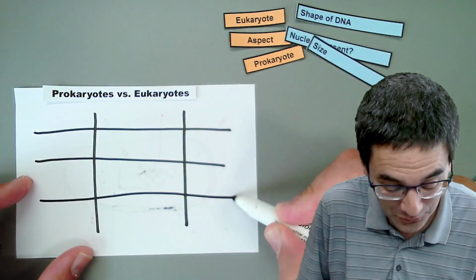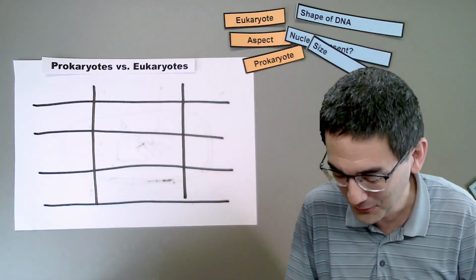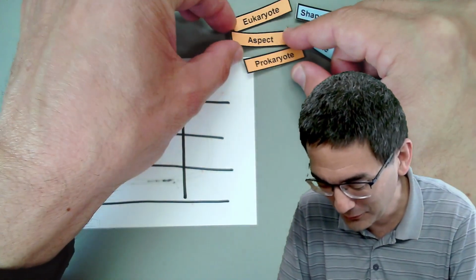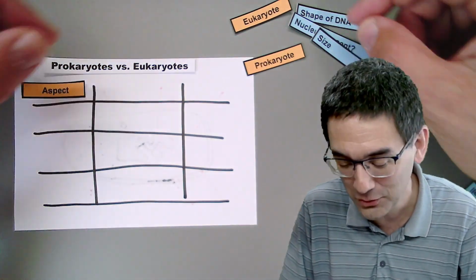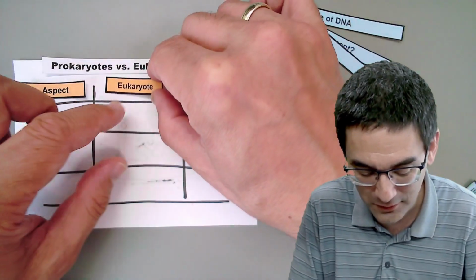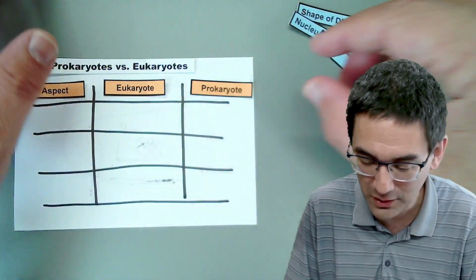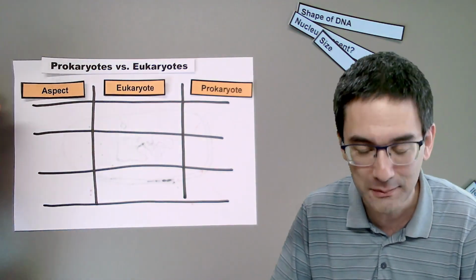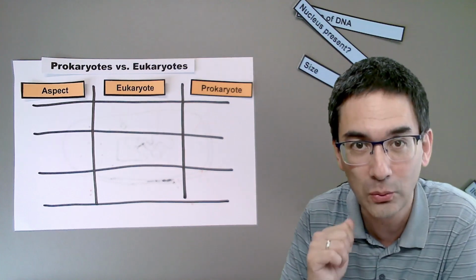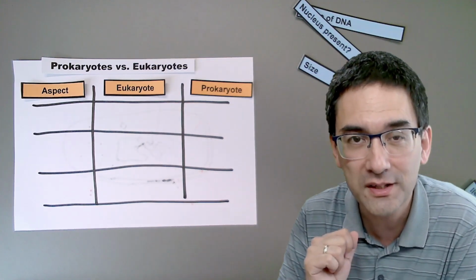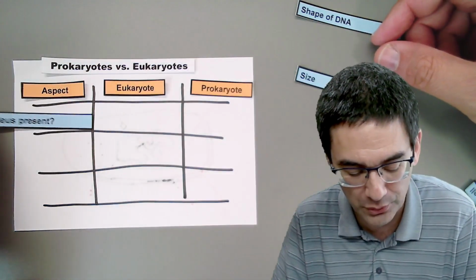But I'm allowed to do it like this, okay? Because I have to quickly make a video here for you. And I'm going to label, of course, the headings here. Aspect. The aspect is the thing that you want to compare. Over here you have a eukaryote, and over here you have a prokaryote. Remember, the eukaryotes are plant and animal cells. And the most important difference is always the question of whether a nucleus is present or not. Okay, so this is the most important.